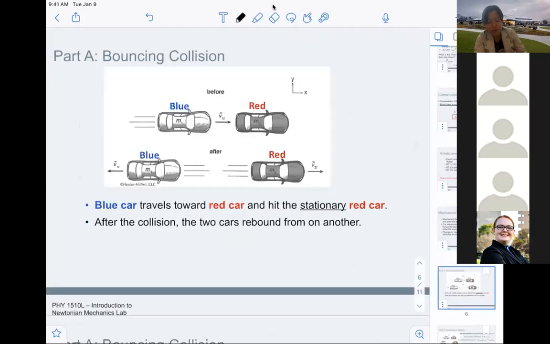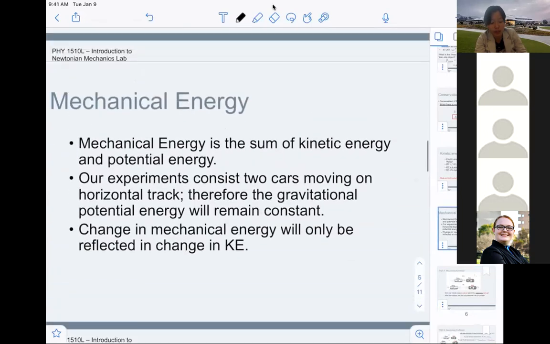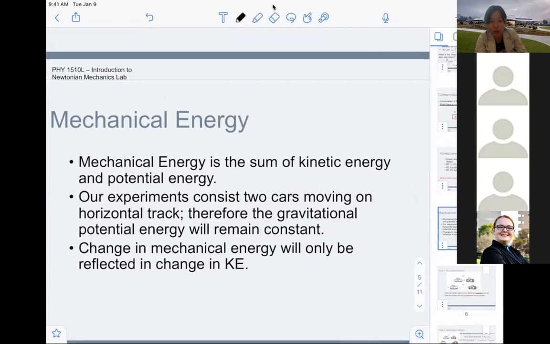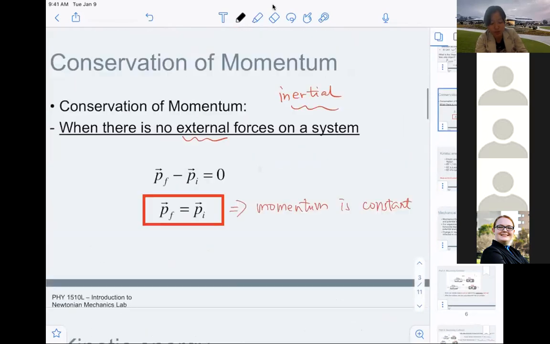Okay, so before I go ahead and talk about what we have for the lab part, I wanted to pause for a little while and see if there are any questions regarding these concepts, kinetic energy and momentum. Are there any questions on these two concepts?